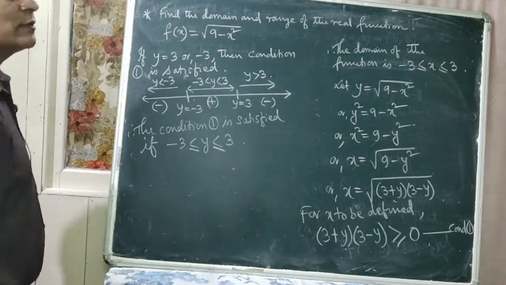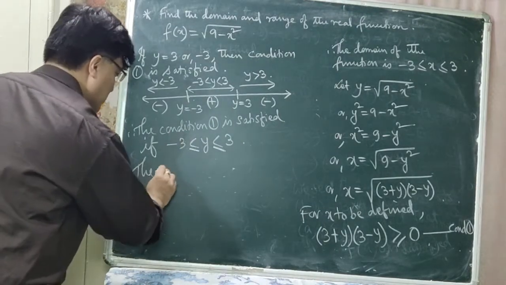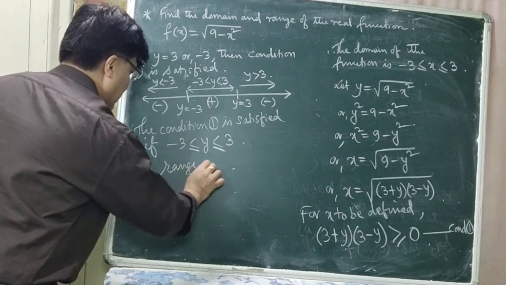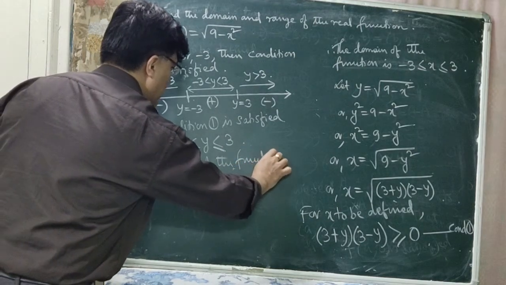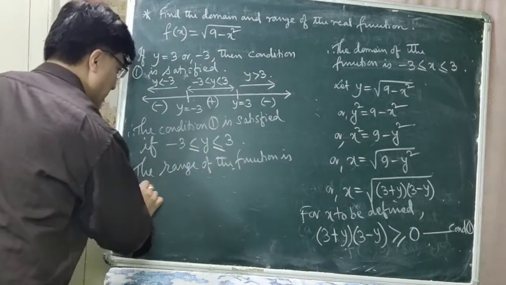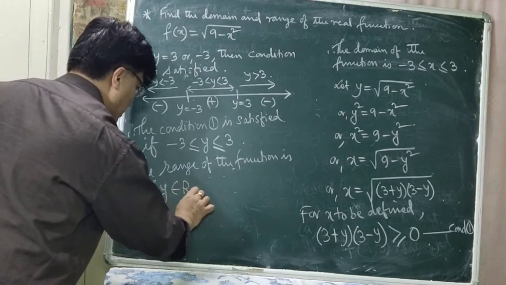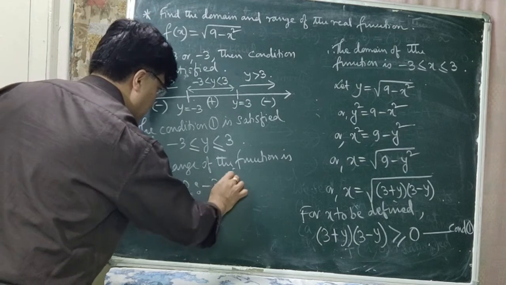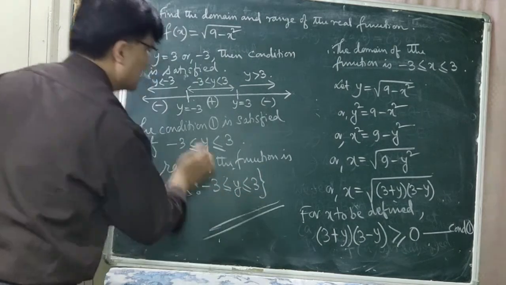So what is the range of the function now? Therefore, the range of the function is this one. You can write it as y belongs to real numbers such that minus 3 is less than or equal to y less than or equal to 3. This is the answer.